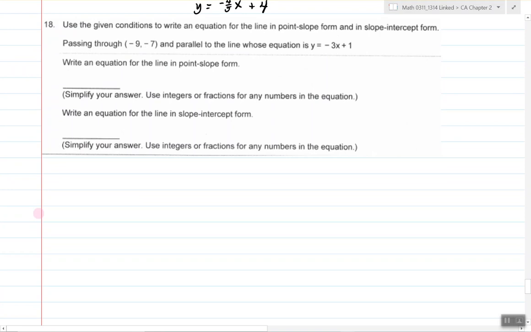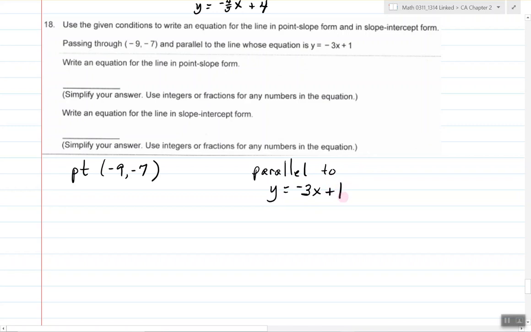All right, we have one more. We're not going to spend a lot of time on this, but no, we don't have one more. We have about 3 more. It says use the given conditions to write the equation of the line in point-slope form and slope-intercept form. Okay, what are they telling me about the line? They have to give me the conditions. We have a point of -9, -7. Then we are told that our line is parallel to y equals negative 3x plus 1.